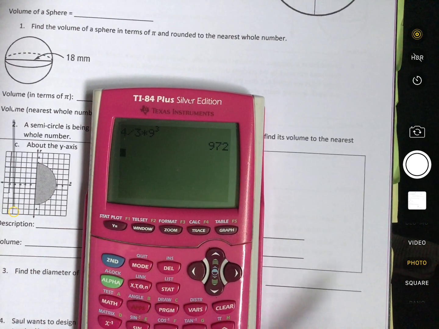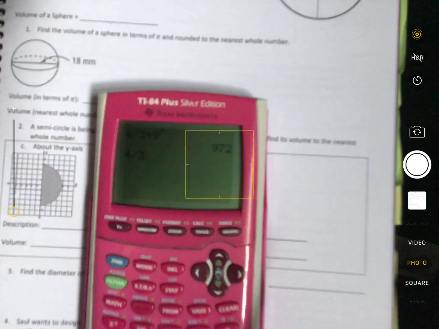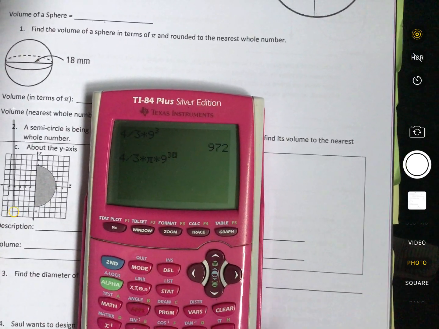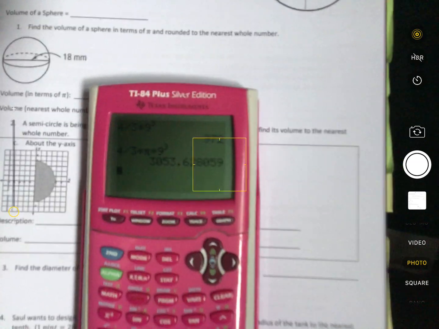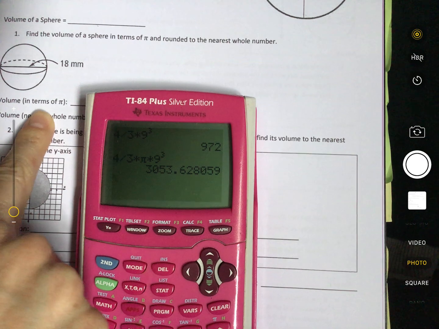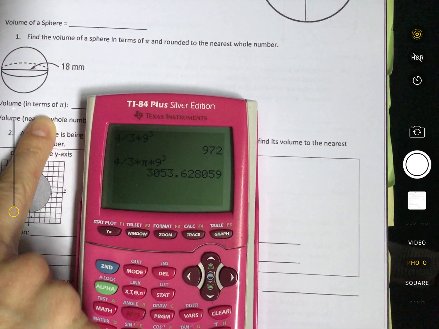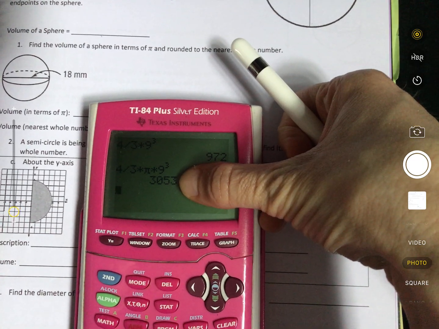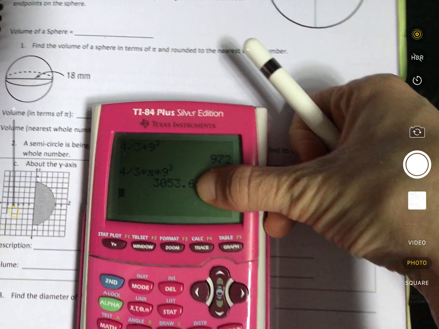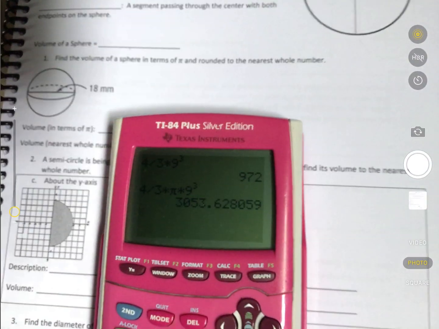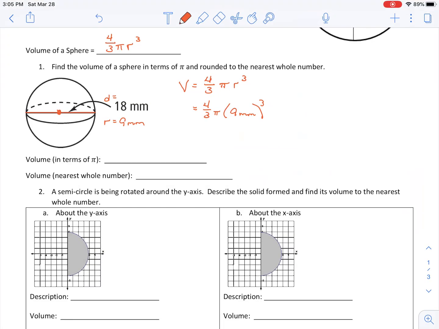So 972. Now you'll notice I didn't put pi, because on this calculator, when you would type in pi times 9 to the third power, it gives you the decimal approximation. So in terms of pi answer, I'm going to have 972 pi. The nearest whole number, I would take this 3054, the 6 rounds it up to a 4. So that's what I'm going to put on those two lines.